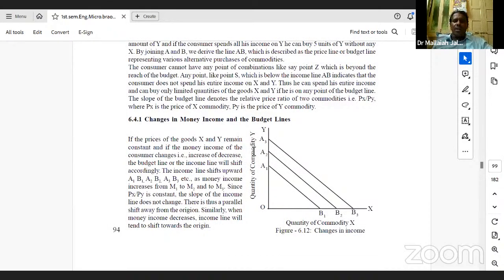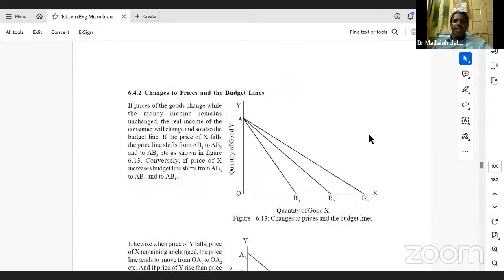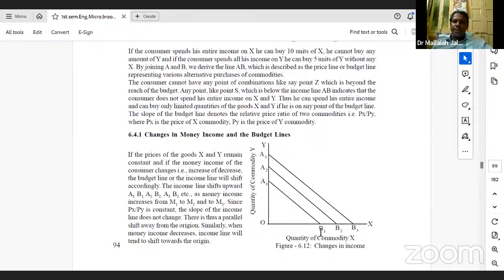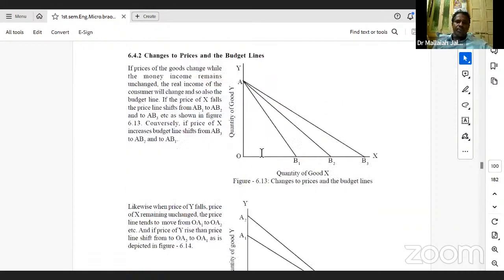So, change in money income and the budget line. If income increases, for example, this initial budget line AB is the initial budget line. If the consumer's income increases, their budget line shifts upward, A1B1 to A2B2. If he again increases his income level, that means he is going to purchase more X commodities and, at the same time, more Y commodities due to the increased income level. So the budget line also shifts upward. That you have to remember.